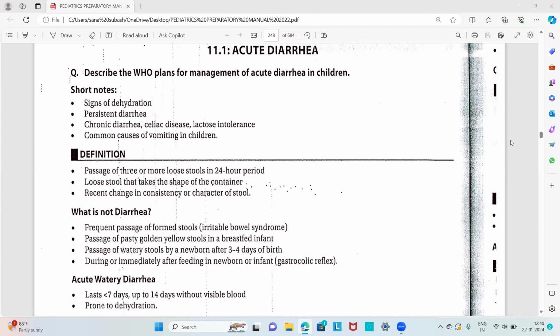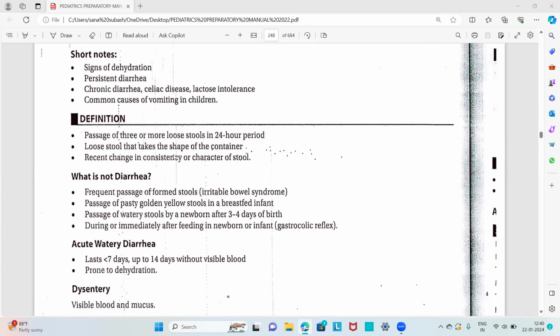Okay, so first of all, we are going to start with the acute diarrhea diseases. One of the questions is: describe the WHO plans for the management of acute diarrhea in children. Later, we are going to study that. Then the definition of acute diarrhea disease includes the passage of 3 or more loose stools in a 24-hour period, loose stools that take the shape of the container, or a recent change in consistency or character of the stool. So as a definition, a recent change in the consistency as well as the frequency of the stool is called acute diarrhea disease. If there is an increase in the frequency or a watery consistency of the stool, it is called acute diarrhea disease.